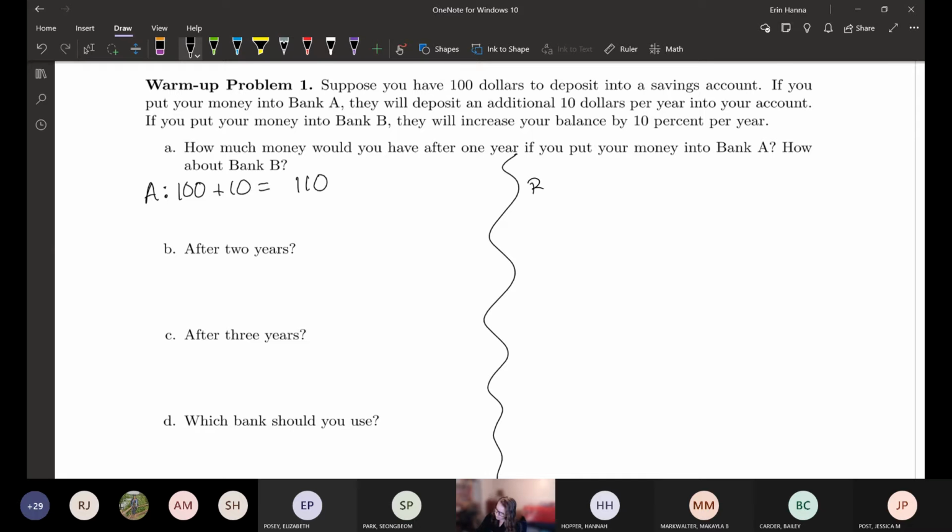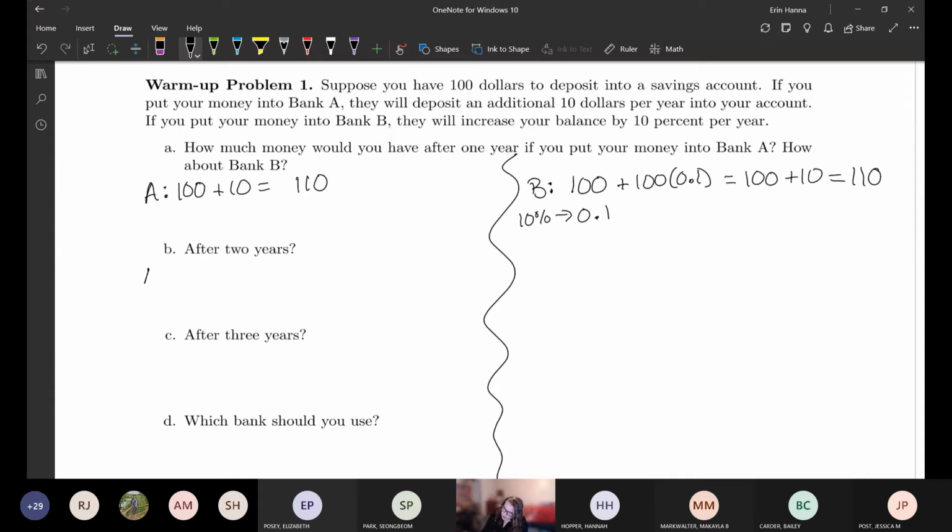Now in bank B, you still start with $100, but they're going to add an extra 10%. Now that's 10% of 100. So 10%, remember, as a decimal would be 0.1. You move the decimal point 2 spaces to the left. So we're going to add 10% of 100, which would be equivalent to 100 times 0.1. So this will be 100 plus 10. So bank B will also result in $110 at the end of year 1.